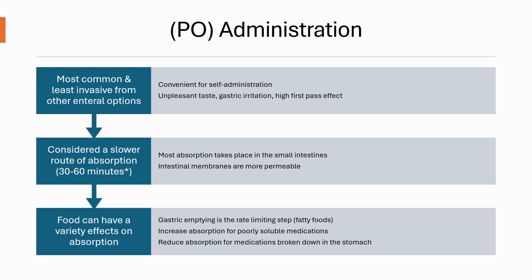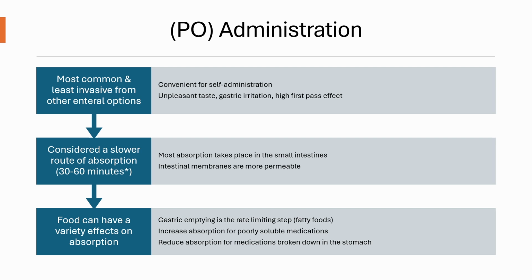The oral route of administration is the most common and least invasive of the enteral options. It's the most convenient for patient self-administration. It does have some downsides such as unpleasant taste, it can cause gastric irritation, and it does have a higher first pass effect. It's considered a slower route of absorption. Anywhere between 30 to 60 minutes is typical, but it can be much longer than this.